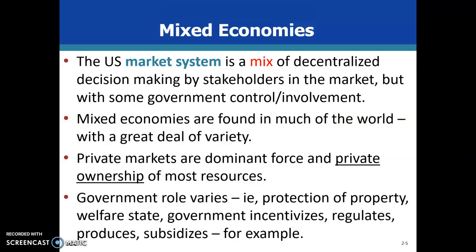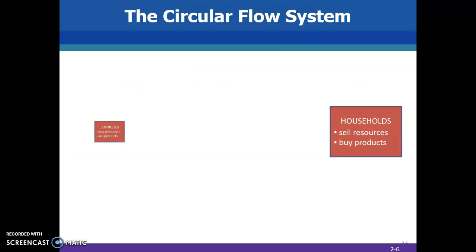When it comes to the government role that economies might have in a mixed economic system, we have a variety of things. It might be the protection of property, could also be the offering of some social safety net types of programs. It might be completely subsidizing a particular area like higher education, regulations and government incentives. There's a variety of different roles that the government might play. Regulations could include things like enacting minimum wage laws or whatnot.